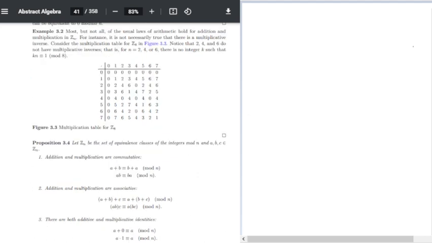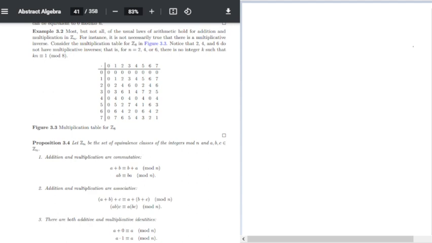So for 2, for example, we have 0, 2, 4, 6, 0, 2, 4, 6. For 4, we have 0, 4, 0, 4, 0, 4, 0, 4. And for 6, we have 0, 6, 4, 2, 0, 6, 4, 2.